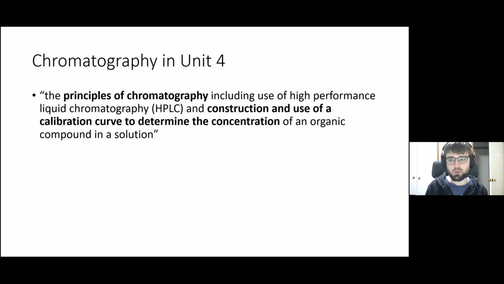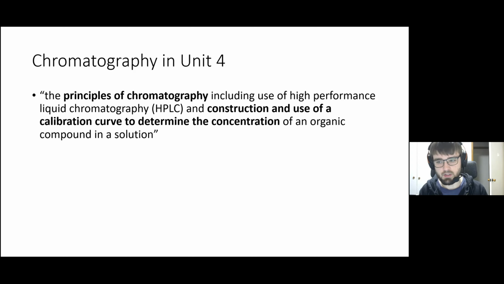So in terms of what you need to know for Year 12, from the curriculum, it says you need to know the principles of chromatography, which is a bit vague, but I'll explain it a bit more in a second, including use of HPLC. So it doesn't say that you need to understand TLC, paper chromatography, or gas chromatography. It does specify HPLC, and everything that I've ever seen in an exam question is HPLC. And construction and use of the calibration curve to determine the concentration of an organic compound in a solution.